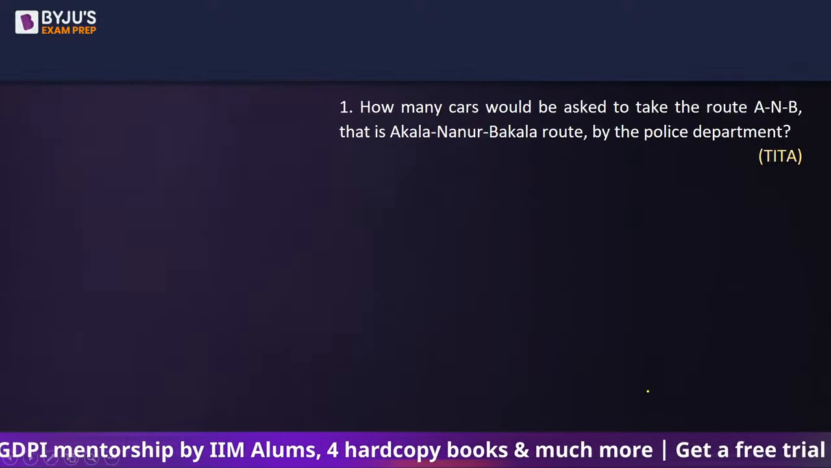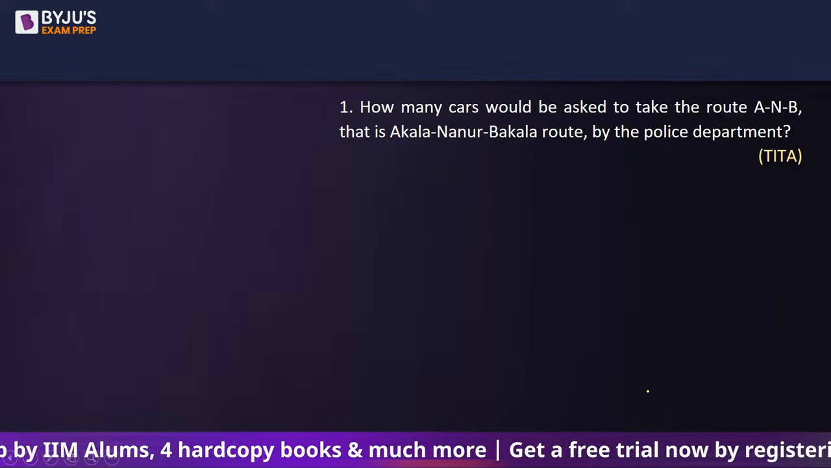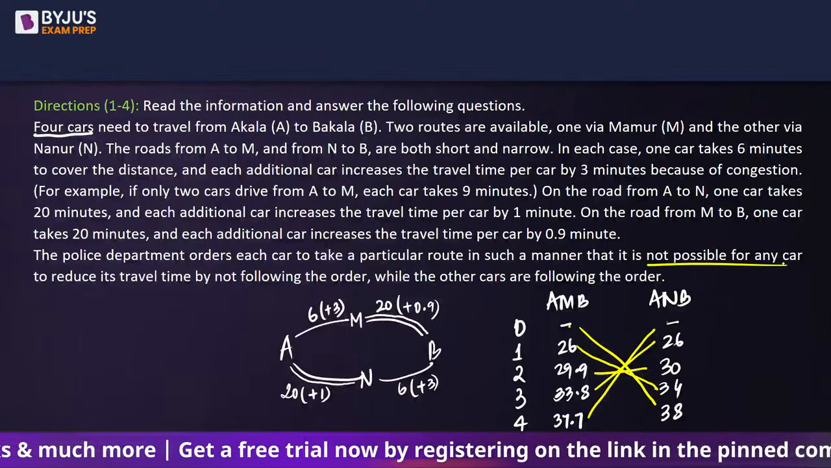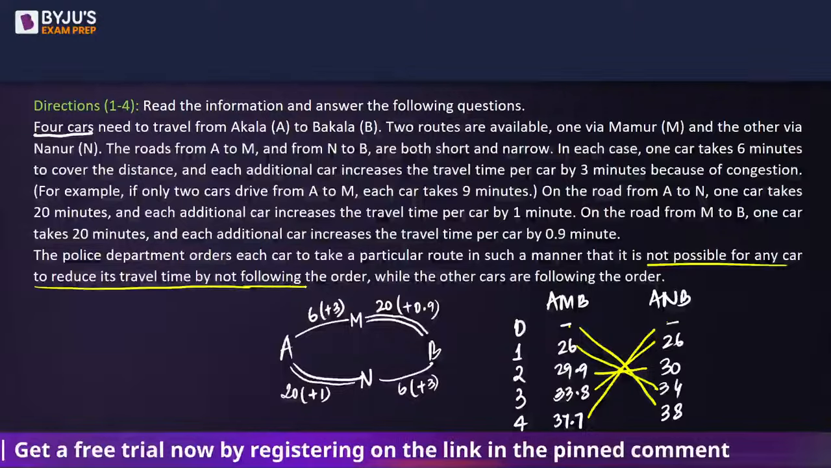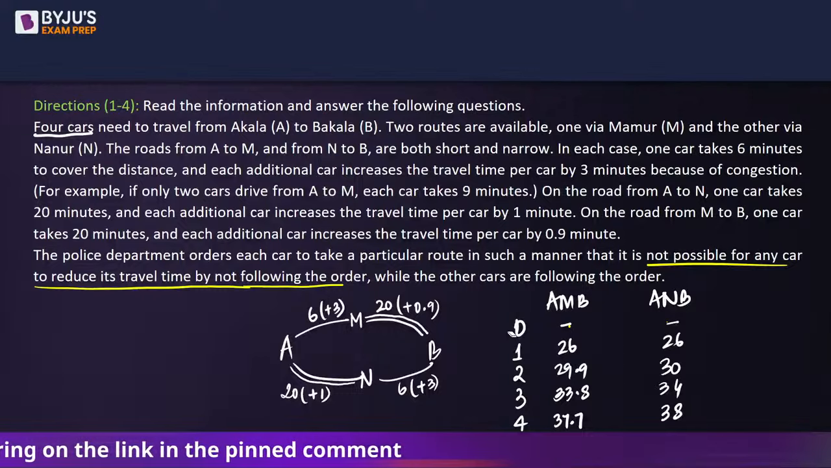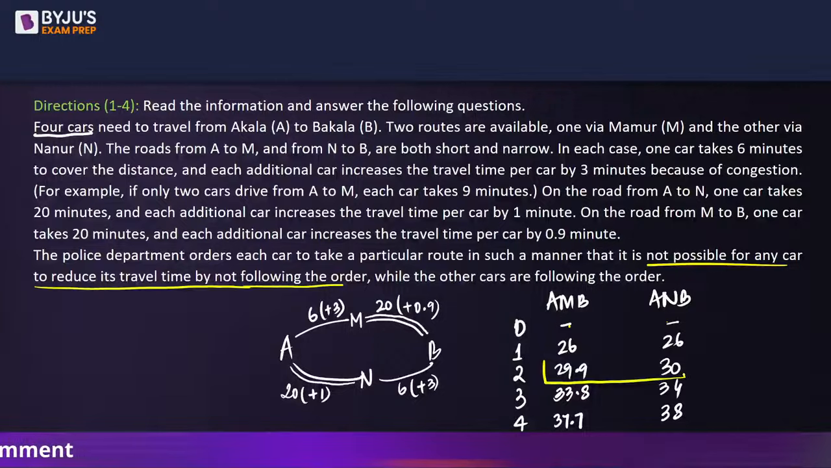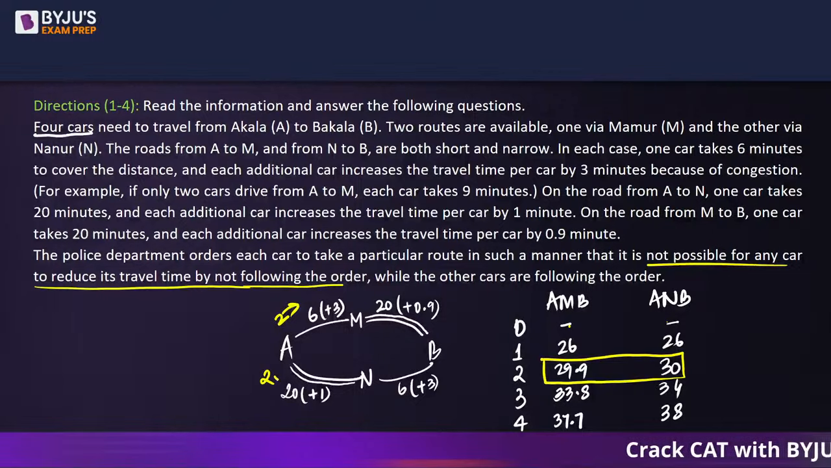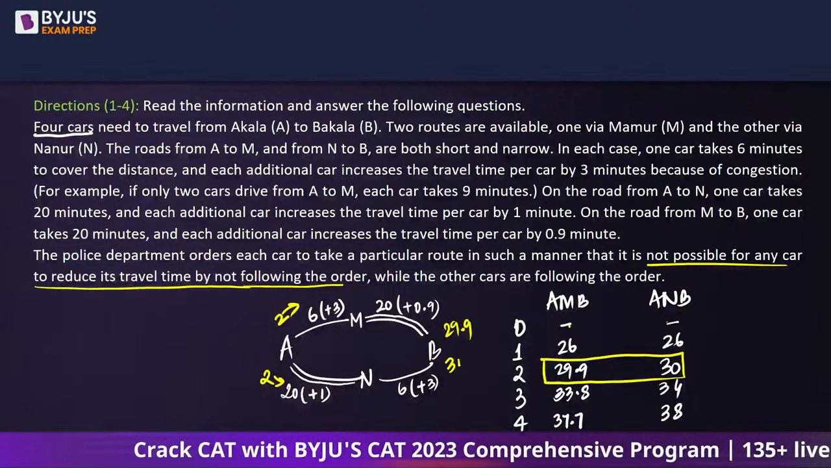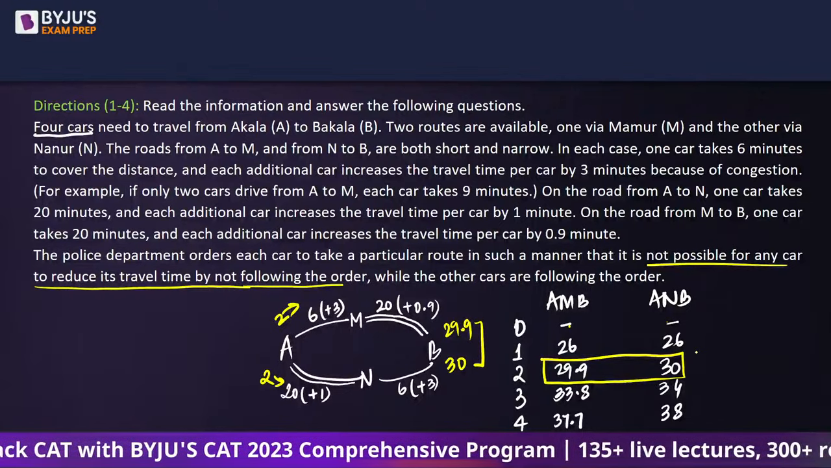Okay. Now, how many cars would be asked to take the route A and B, that is by the police department? Now, the condition says it is not possible for any car to reduce its travel time by not following the order, right? So, if I want to minimize कि उससे कम travel time नहीं हो सकता है, so we can see that it is going to be a scenario when we have two cars each from A and B route and two cars in the route A and B. So when this happens, the two cars will take 29.9 minutes here and the two cars will take 30 minutes. So इससे कम time नहीं लग सकता, right?